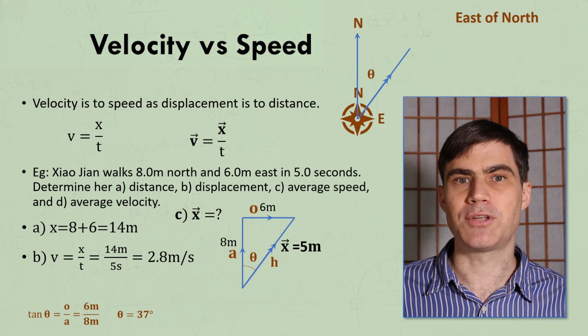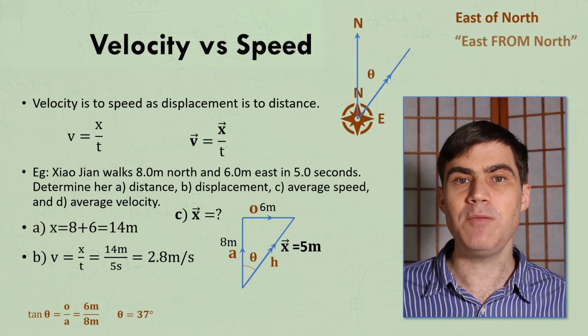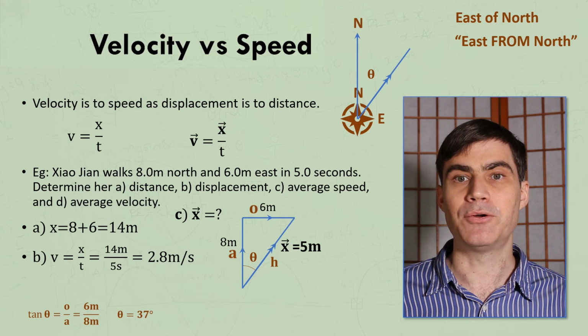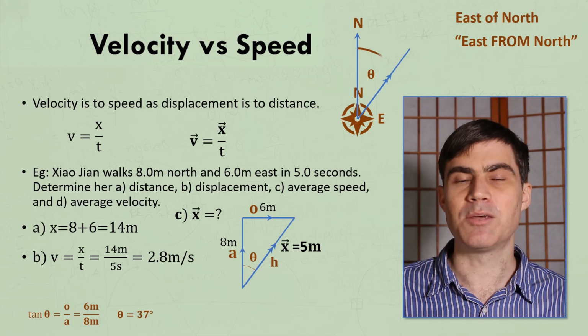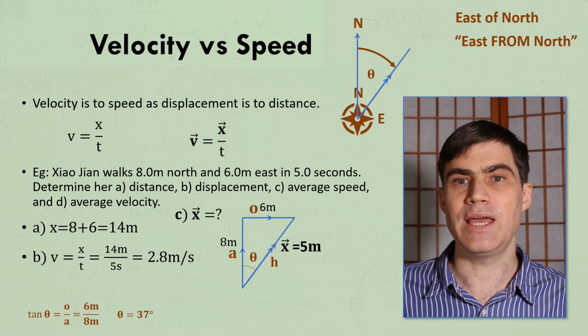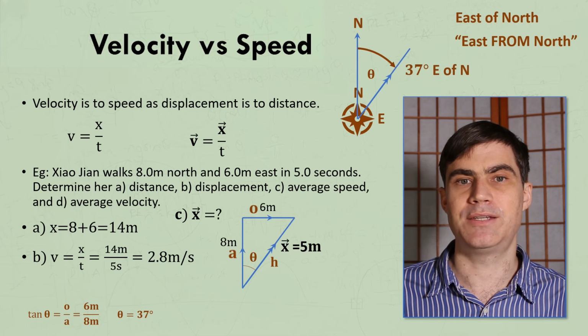I encourage my students to think of east of north as actually being east from north, because if we start with north, then we need to move 37 degrees towards the east to get the direction we calculated.